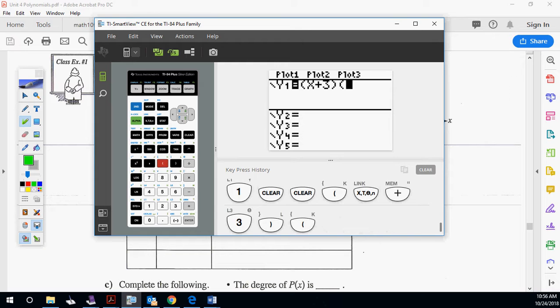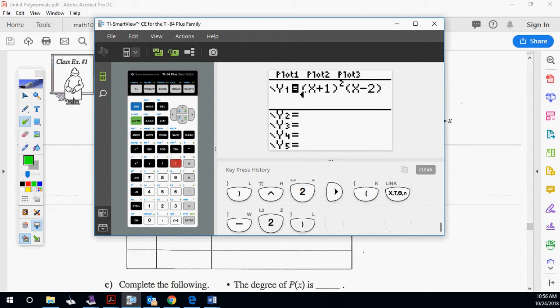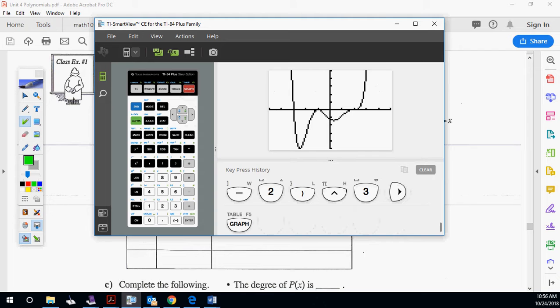All right, x plus 1 squared, get down. There we go. And then we got x minus 2 cubed. Okay, cubed. And then get down. Okay, so graph. All right.